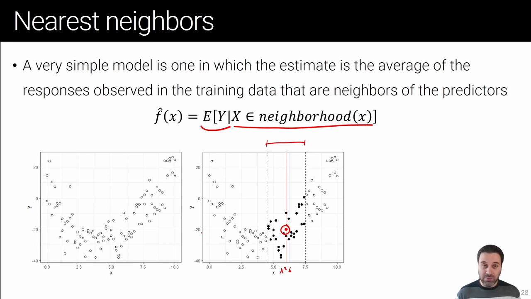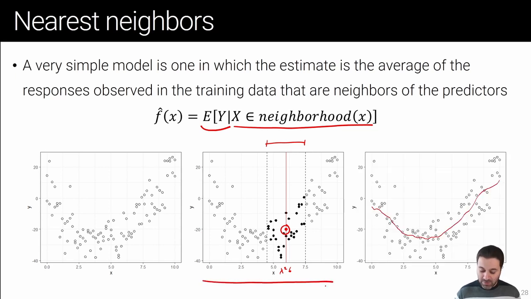And if we do that all along the x-axis, we have a picture like this, which would be the model. So depending on which point along the x-axis we have, which specific realization of x we have, we make a prediction for y just by looking at the neighborhood of x.